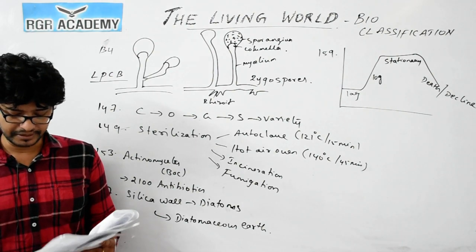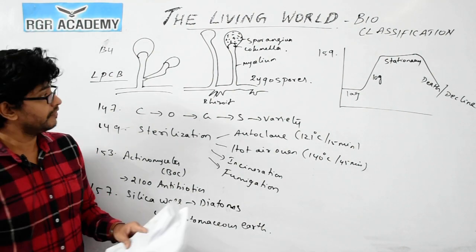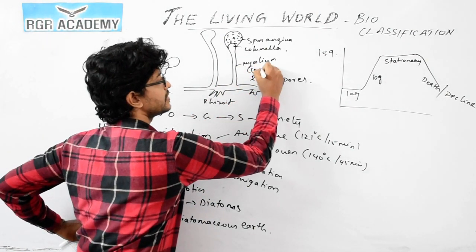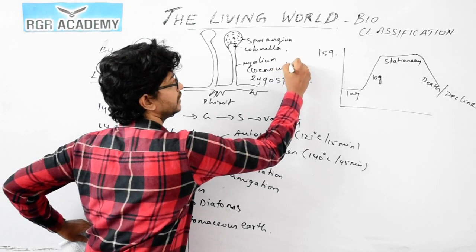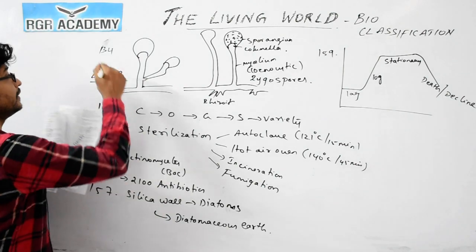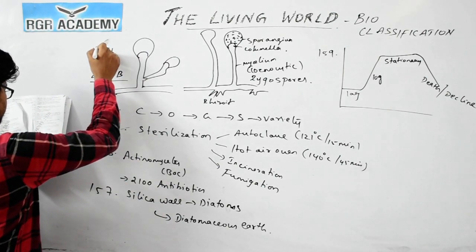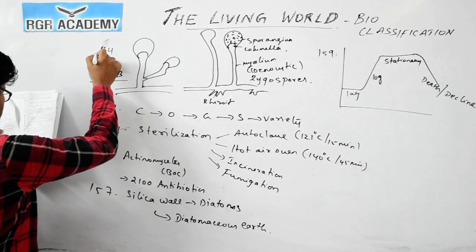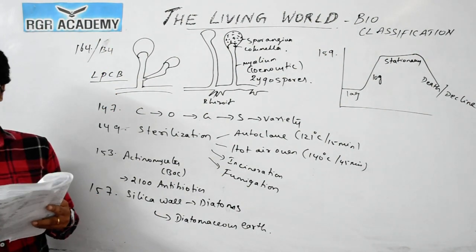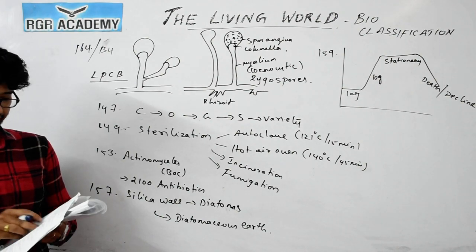164. Mycelium of Mucor and Rhizopus: when you see the Rhizopus, the mycelium is coenocytic, both in case of Mucor and Rhizopus. So for this particular question, option 1 is the correct answer for question number 164.